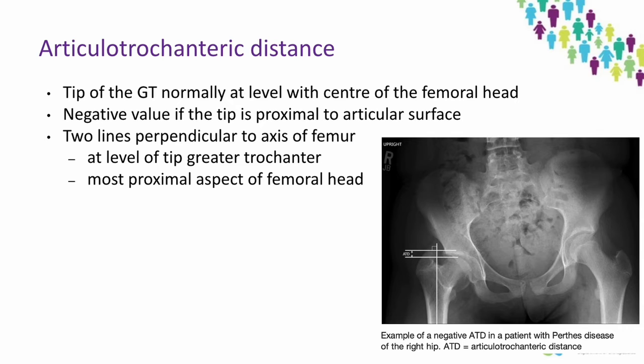The final radiological measurement I wanted to discuss is the articulotrochanteric distance. Now this is determined by drawing two lines that are perpendicular to the axis of the femur, one at the level of the tip of the greater trochanter and the other at the most proximal aspect of the femoral head. This is defined as a negative value if the tip is proximal to the articular surface.